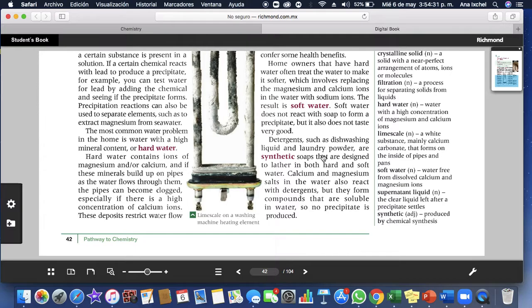Detergents such as dishwashing liquid and laundry powder are synthetic soaps that are designed to launder in both hard and soft water. Calcium and magnesium salts in the water also react with detergent, but they form compounds that are soluble in water, so no precipitate is produced.